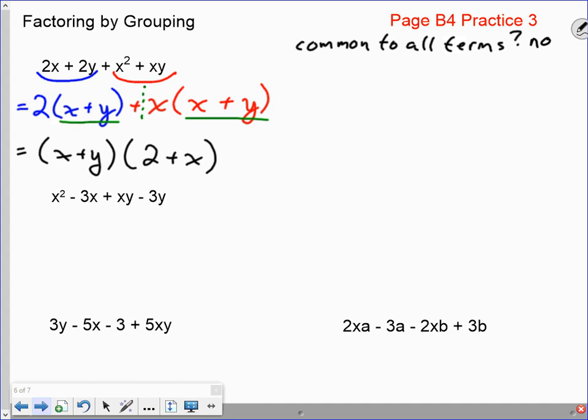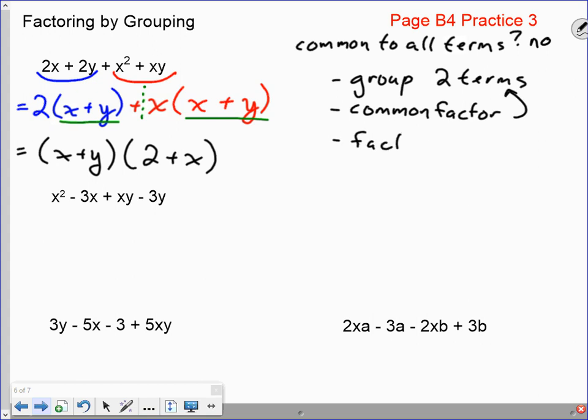So first we group them together, first 2 terms and the last 2 terms. Then we common factor. So let's say group 2 terms. We common factor those groups of 2 terms, and then we factor the binomial. Factor the binomial out. Okay.